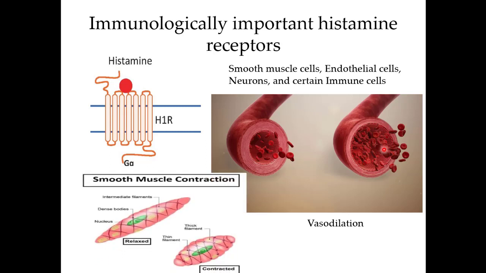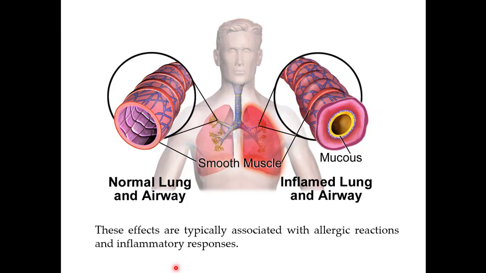Secondly, the activation of the histamine 1 receptor leads to smooth muscle contraction. This one is a relaxed smooth muscle, and this one is a contracted smooth muscle. Thirdly, the activation of the histamine receptor leads to bronchoconstriction. You can see over here, this is a normal lung airway, and this is an inflamed lung and airway. Now, these effects, the vasodilation, the smooth muscle contraction, and the bronchoconstriction, are associated with allergic reactions and inflammatory responses. As I just told you, histamine is responsible for the allergic reaction as well as the inflammatory responses.